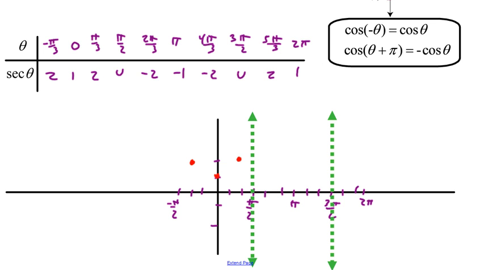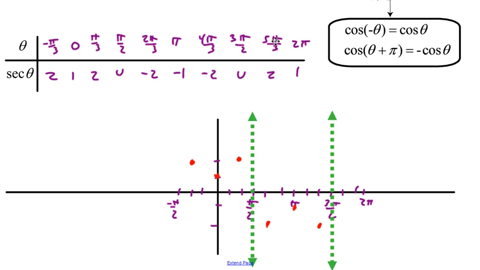Cool little tricks right there. All right, so we got those two guys. Let's go to 2 pi over 3, which is going to be right here. And then we're going to go down to 1, 2. And then we're going to go to pi, which is going to be negative 1. And then 4 pi over 3, which is going to be negative 2.